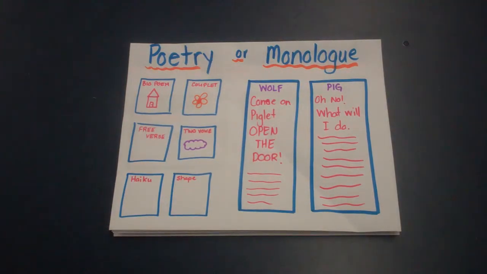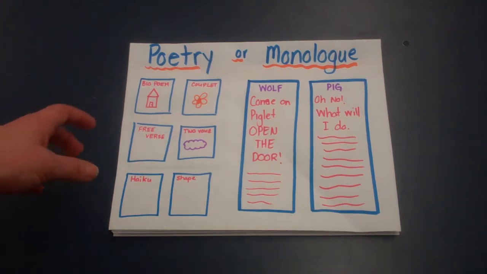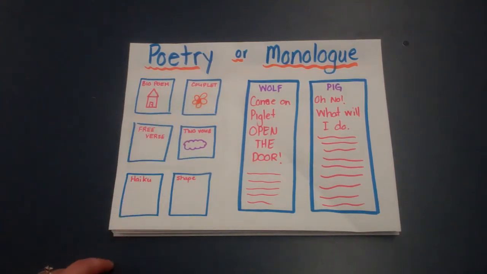Alright, so another choice is poetry or monologue. For poetry, you're writing these things in role. You can use any poetry form that you want. You need to do a minimum of 6 poems and you need to illustrate at least 3 of them.